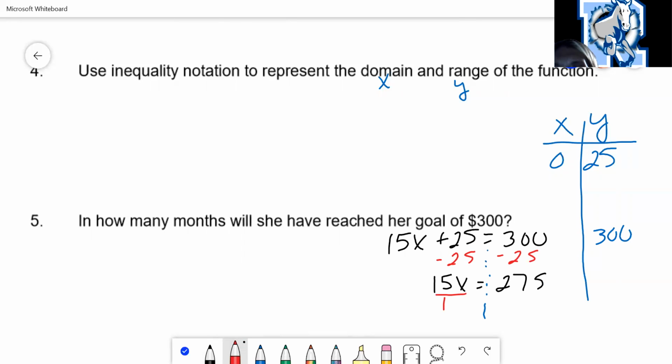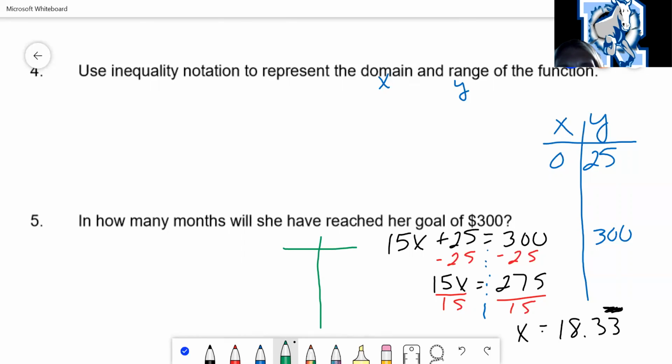When I divide by 15, I'm going to get x equals 18.33 repeating. Well, here's the thing. I'm not going to be saving or putting money in throughout the month. It's only one time a month. So if her goal is $300, when it is 18 months, how much money does she have in her savings account?